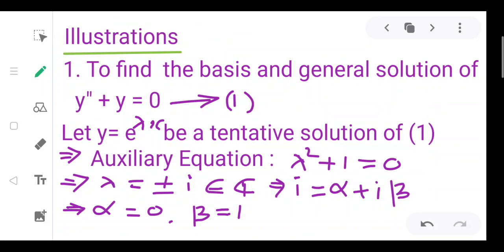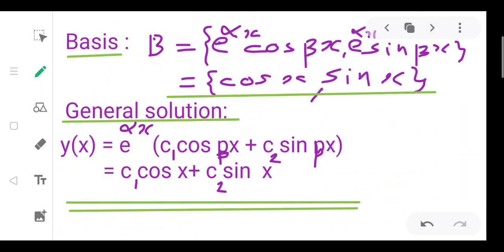So our basis will be the set e raised to alpha x cos beta x, e raised to alpha x sin beta x, that is cos x, sin x. Since e raised to alpha x means e raised to 0x, that is 1. So e raised to alpha x cos beta x means cos beta x, cos x. And e raised to alpha x sin beta x becomes sin x.